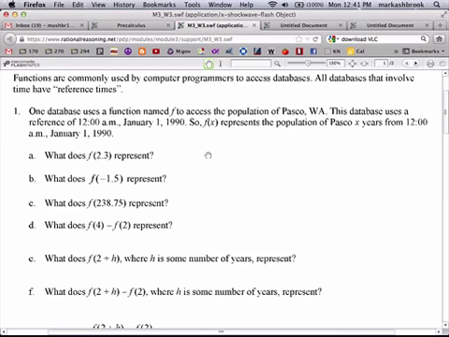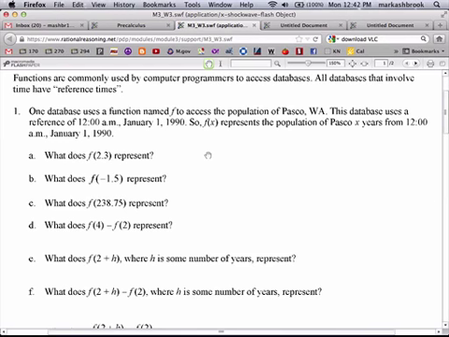Let's give it a shot here. So, what is F of 2.3? F of 2.3, very specifically. It's 2.3 years from January 1st, 1990. So 1992, March 1st. Okay, 2 years. So F of 2.3 represents the population 2.3 years from January 1st, 1990. It's a population, right? So you got the time perfect, but this is the population at that time. Okay? So what would B be?